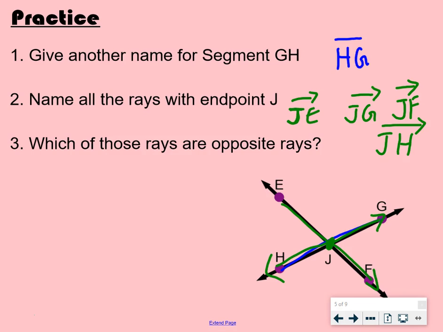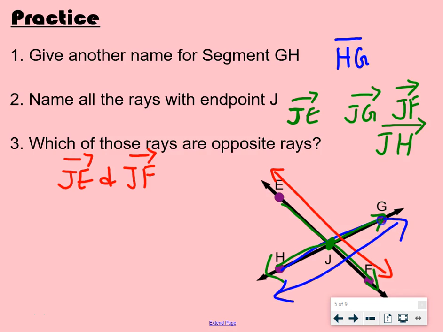Which of those rays are opposite rays? Well, the opposite rays would be these two, so JE and JF. And then the other piece, they make that line, so JH and JG.